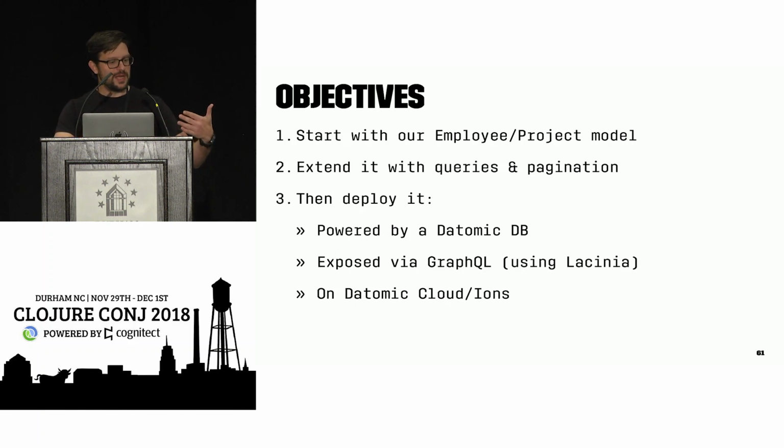I'll extend it very quickly to add queries and pagination because they're kind of annoying things that we have to add as part of any project. And then I want to deploy this using Datomic DB, exposing everything through GraphQL. I'm going to be using Lacinia, and deploy this on Datomic Cloud and Ions.